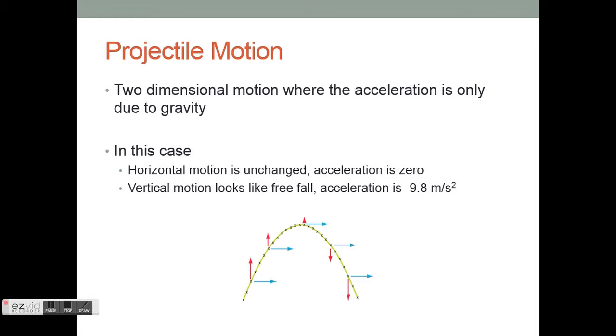In this case, the horizontal motion, what happens side to side, in my chart over here, the blue line, or the blue arrows, remains unchanged. There's zero acceleration horizontally, and the vertical motion looks like free fall. The acceleration is negative 9.8. Slows down going up, speeds up in the negative direction going down.